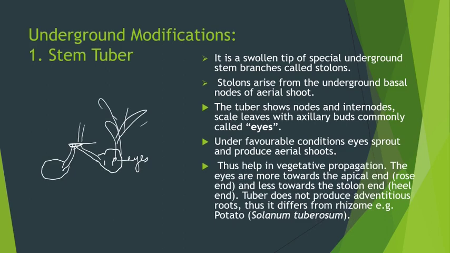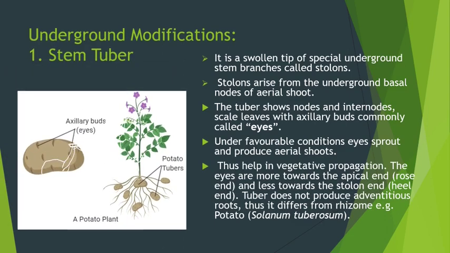Such type of tubers are present in potato, that is Solanum tuberosum. Adventitious roots are absent. You can see this is the vegetative shoot seen above, and these are the swollen, fleshy, tuberous stem tubers present below.